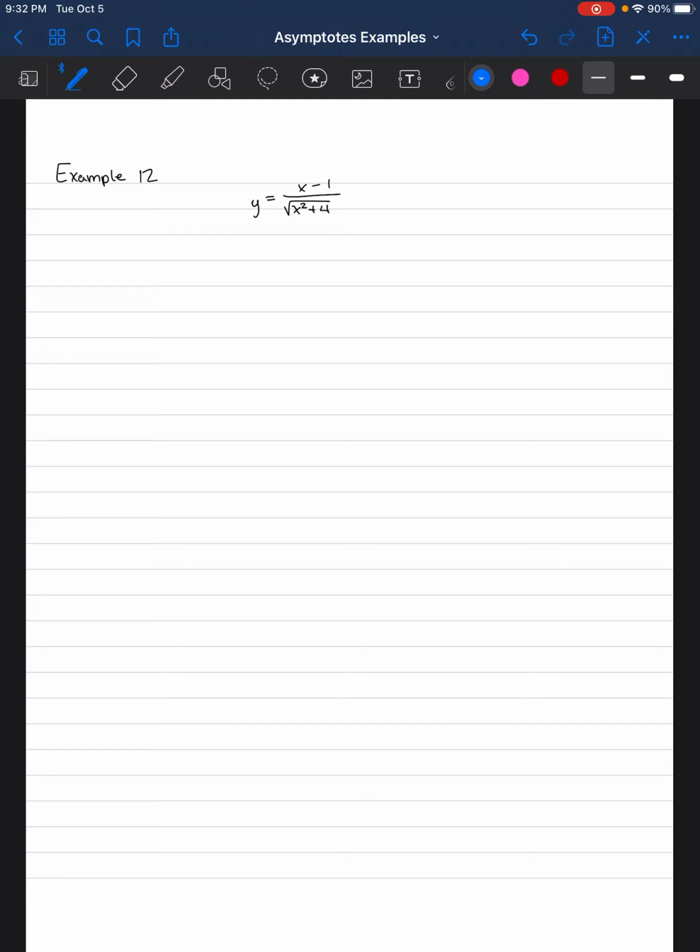Now, let's go back to what we were talking about before where we look for vertical asymptotes, because most people really are pretty good at finding those. So when we do vertical asymptotes, what we're looking for are discontinuities. We're looking for where the denominator equals 0. So I'm going to take that denominator, x squared plus 4 under the square root, and set it equal to 0.